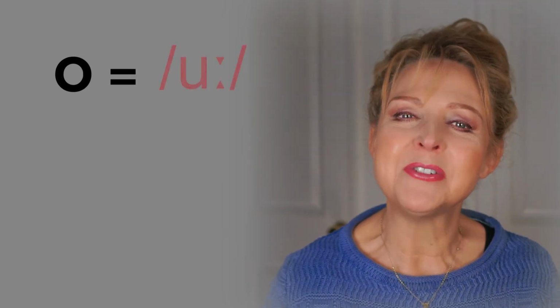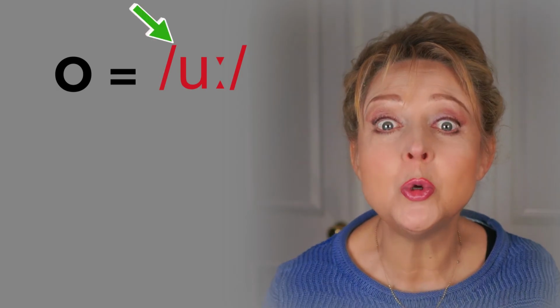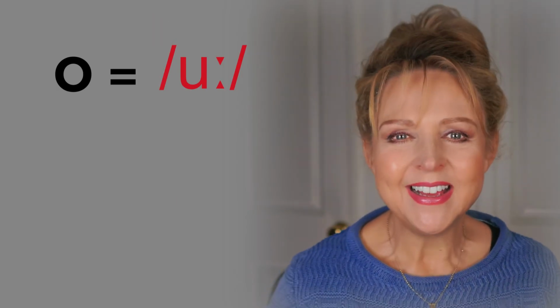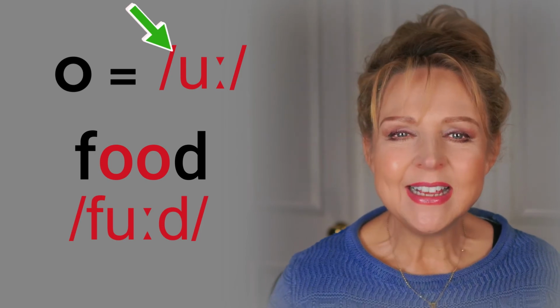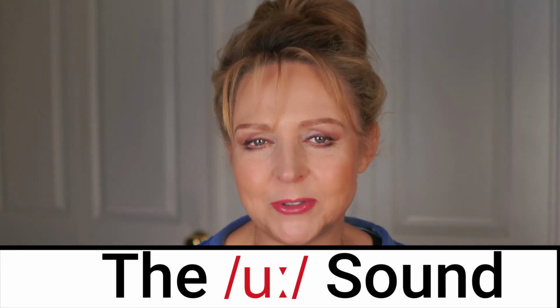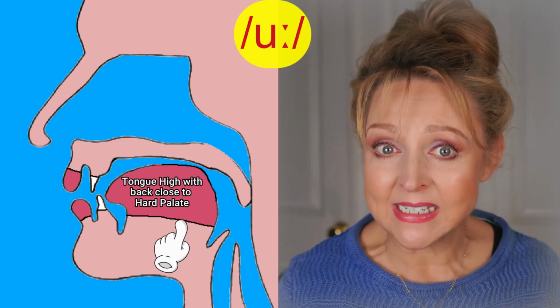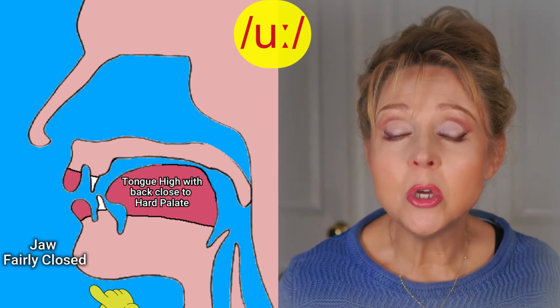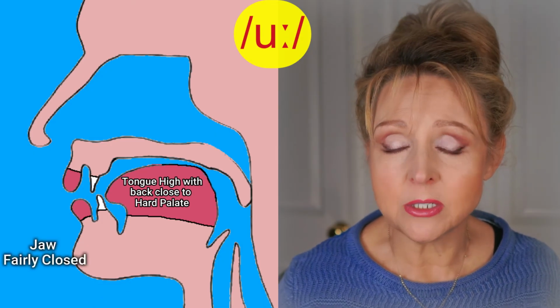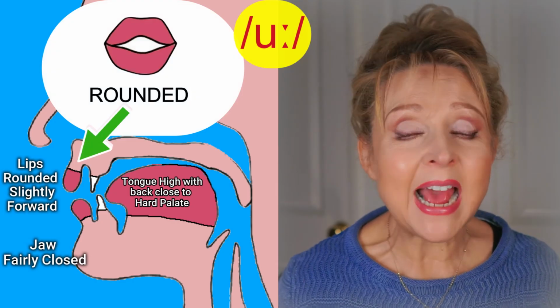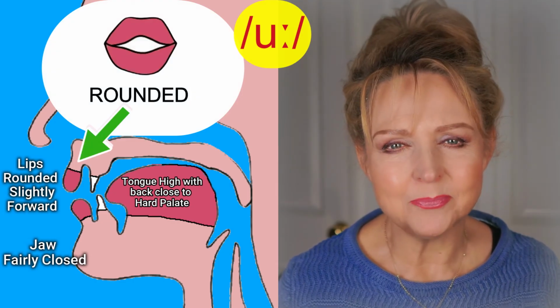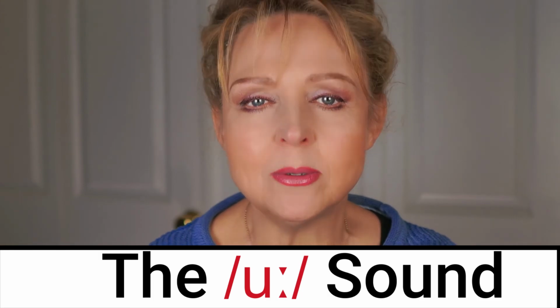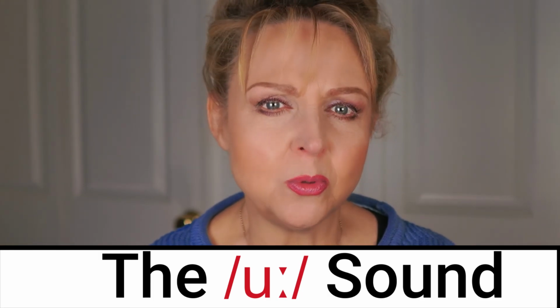Now for when O can be pronounced as long sound oo. Oo. As in the word food. Let me show you how to make the oo sound. Place your tongue high and raise the back of the tongue towards the hard palate, closing your jaw to a fairly closed position with your lips rounded and slightly forward, like this. Ooh. Now say the word food. Great.